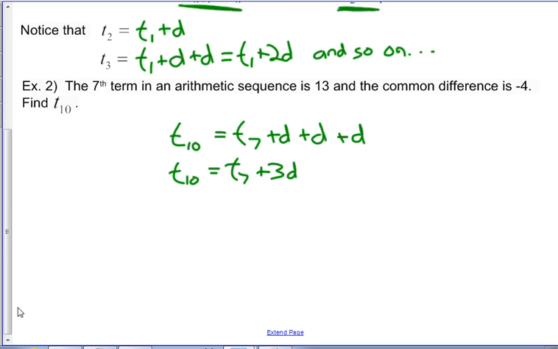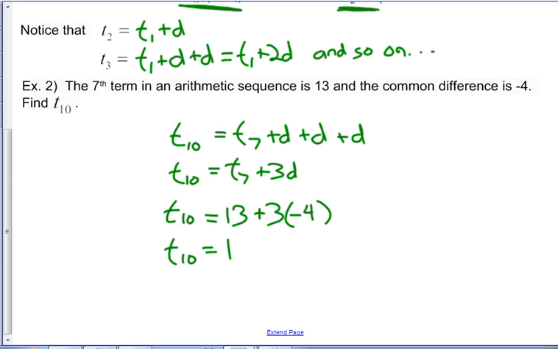Once we have that equality, we can substitute in. So what do we know? We know T7, the 7th term, is 13. We know the common difference is negative 4. And this whole thing is what T10 is. That's 13 minus 12, or 1. Now you might have another way to get there. You might actually write out this piece of the sequence. That's fine, but we do want to have some sort of analytical techniques.